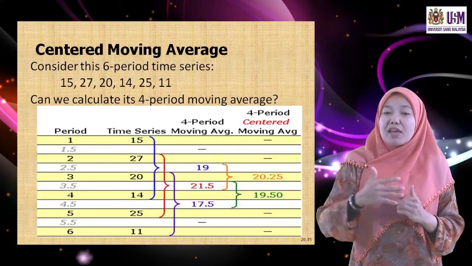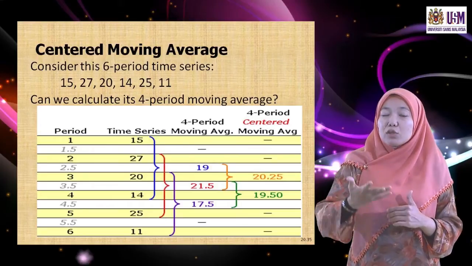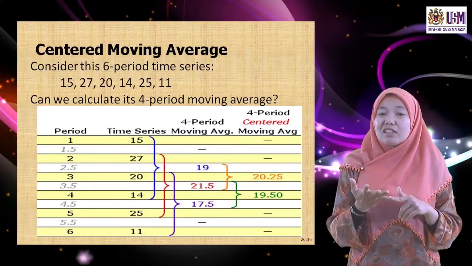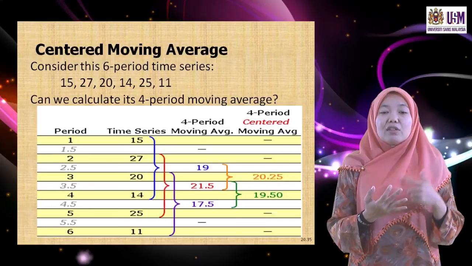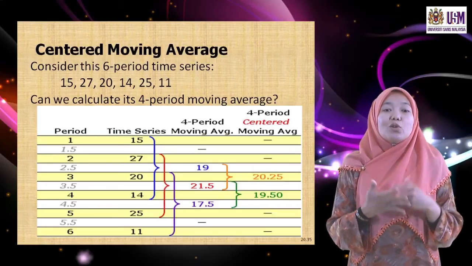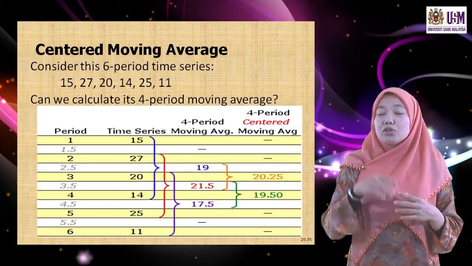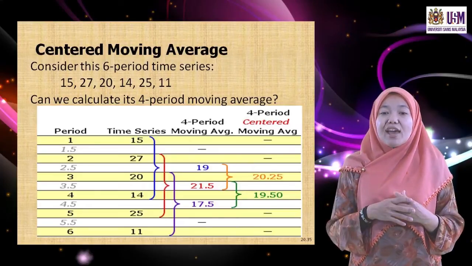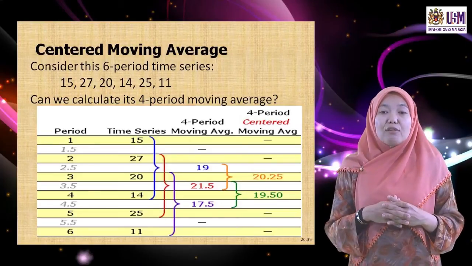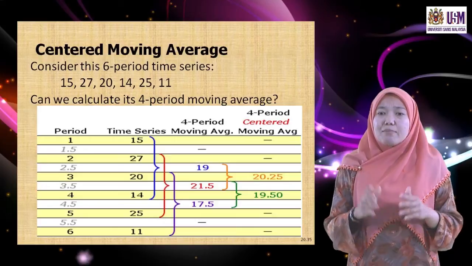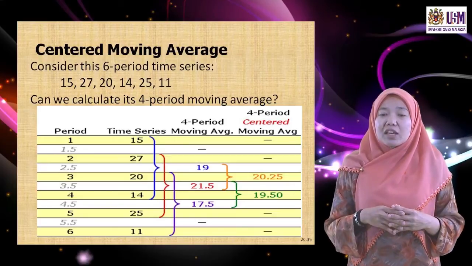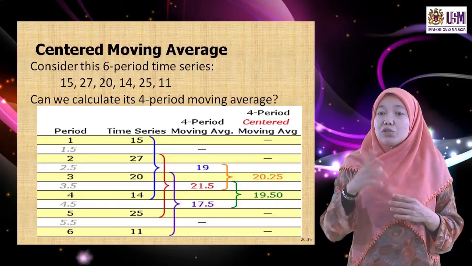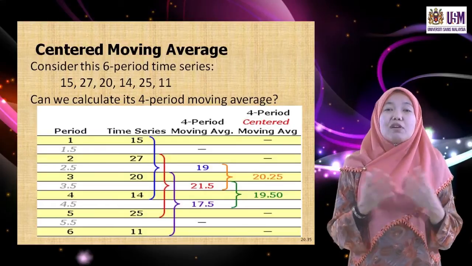For the next moving average, you leave out 27, you still have 20, 14, 25. Now you add to that 11, and you divide by 4. So you should get the third moving average value, which is 17.5. Because they are not centered, you need to introduce the next column, the fourth column.